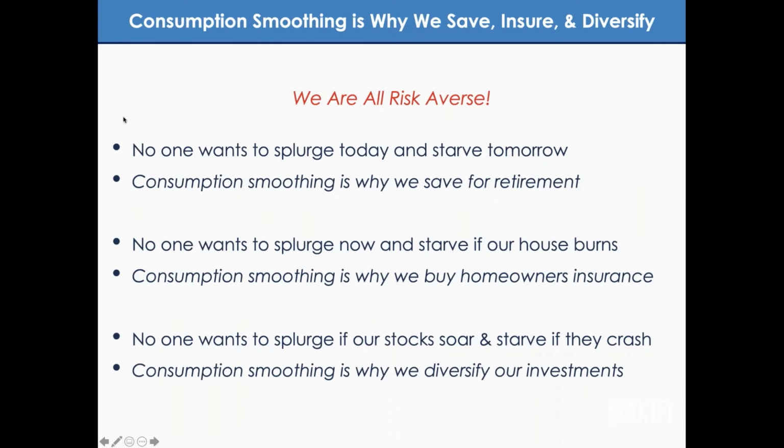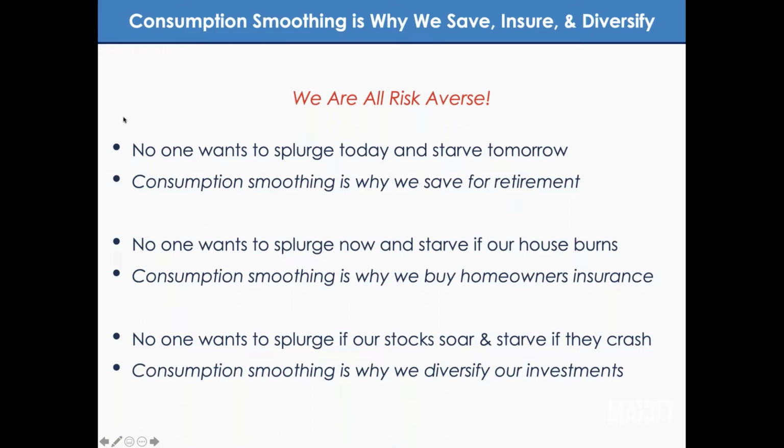Now, we are all risk averse. All of us want to save for retirement, and that's because we don't want to splurge today and starve tomorrow, or starve today and splurge tomorrow. We're trying to smooth our living standard. That's because we are risk averse, because we get satiated. We don't want to consume it all today, all the cupcakes at one time. We want to spread them out.